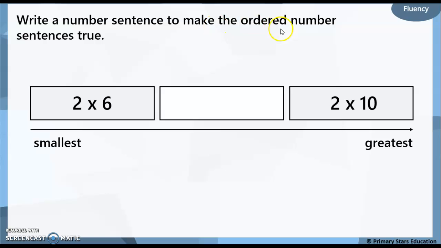Write a number sentence to make the ordered number sentences true. So this is the smallest, we've got 2 times 6, and the greatest, which means the biggest or largest, is 2 times 10. What I would be thinking is, what's 2 times 6? 6 times 2 is 12, and 2 times 10 is 20, so it's a number between 12 and 20. To go in between, we have to go for a number between 6 and 10, so you could do 2 times 7, 2 times 8, or 2 times 9.